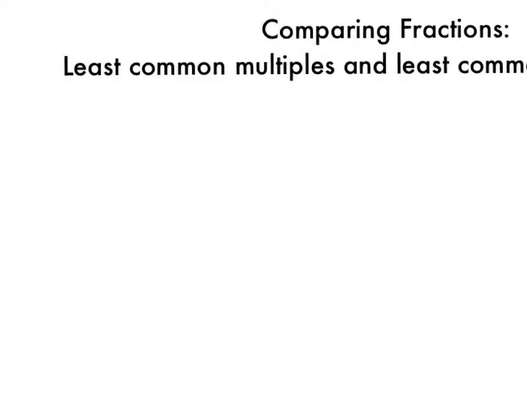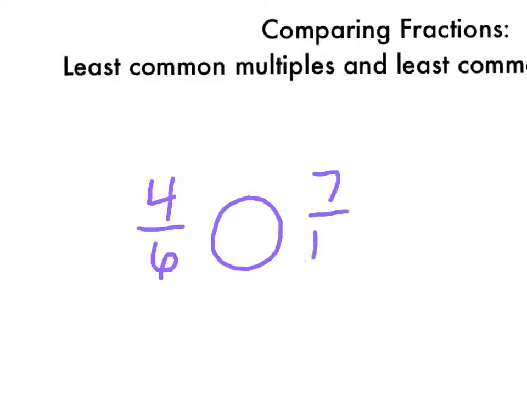What was the previous strategy that we used? Same numerator. Same numerator, same denominator. Mm-hmm. And comparing to a half or a whole. Very good. So if you can't use those, let me give you a nice little example of when we couldn't use that. Let's do 4/6 and compare that to 7/12.